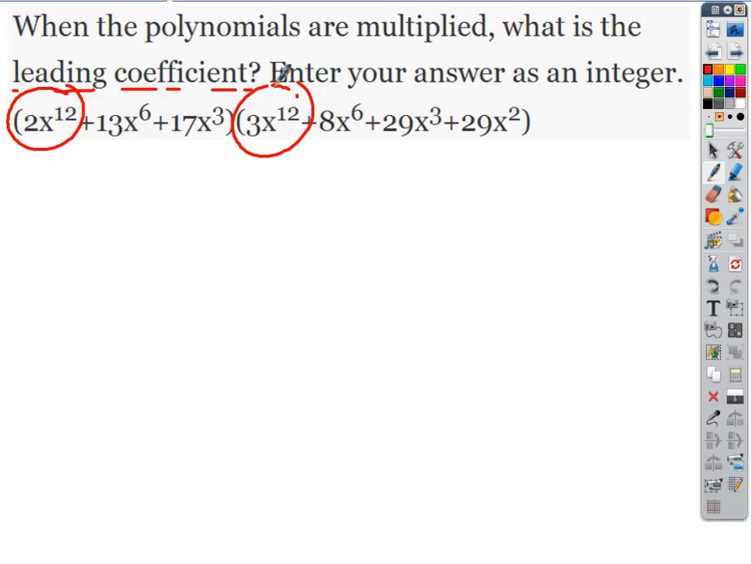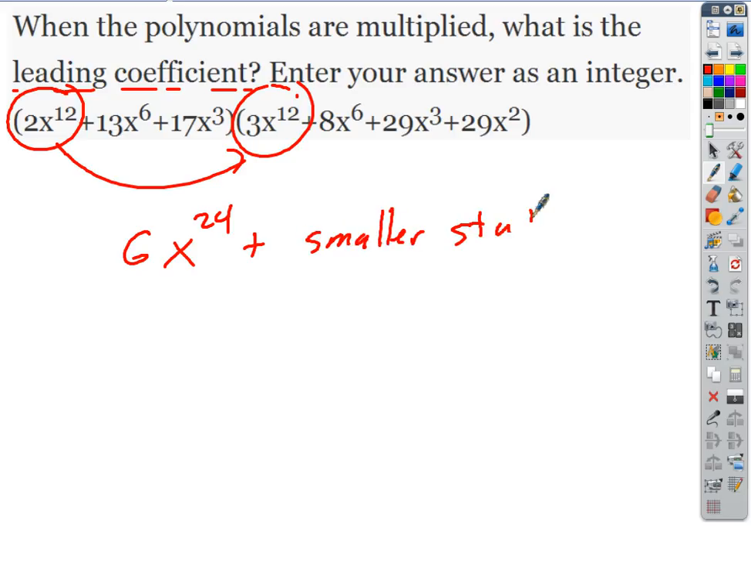So what's the leading coefficient? 6x. No. 6. Leading coefficient is just the number in front of the x, right? So a coefficient. We would just put in 6. Okay?